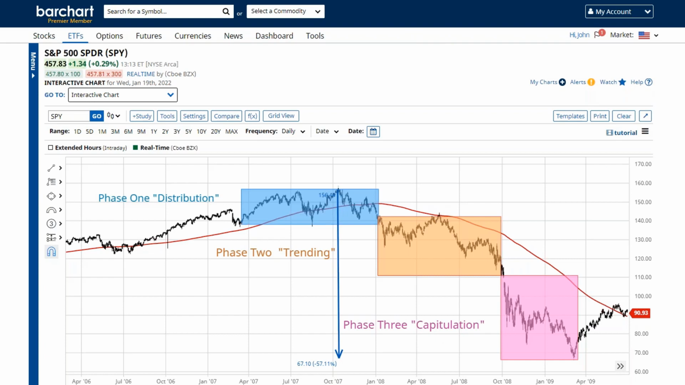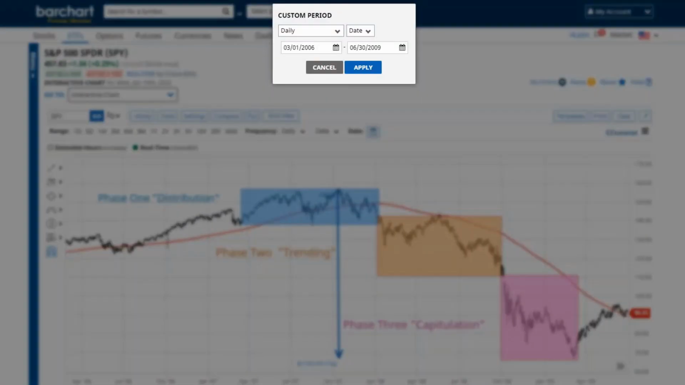All right, so what we're looking at here is the SPY back in 2006 to 2009. And I can go back in time and look at a very specific time frame. All I have to do is go into the calendar here and type in the time frame that I want to look at. In this case, what we're looking at is the SPY between March of 2006 and June of 2009.